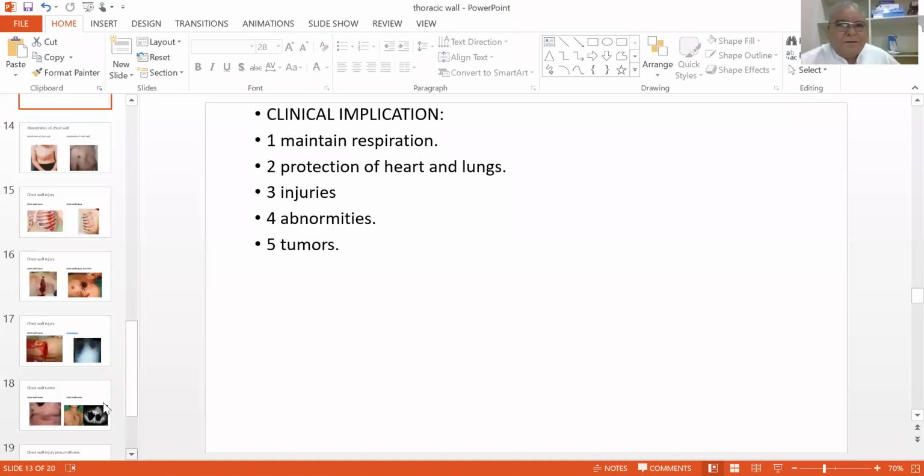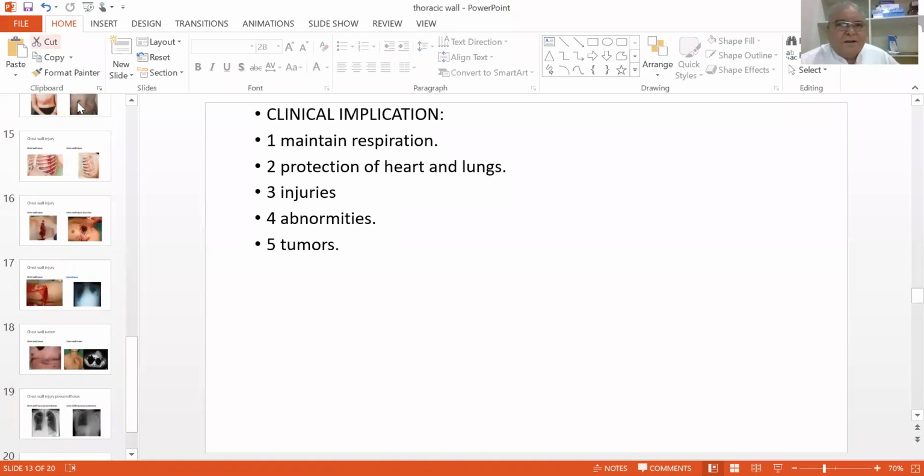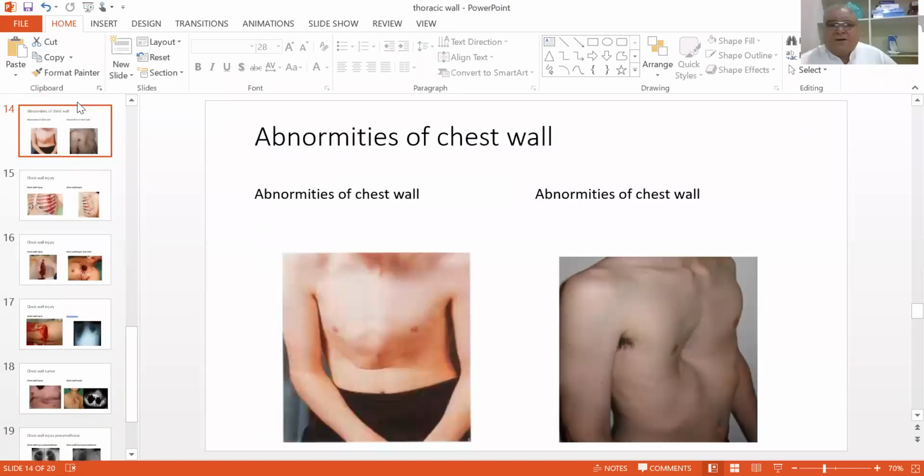These are the chest cavity, chest wall abnormalities. You can see this is the outbulging of the chest, and this is the going inside. This is called pigeon chest, right? And this is called pectus excavatum, the funnel deformity.